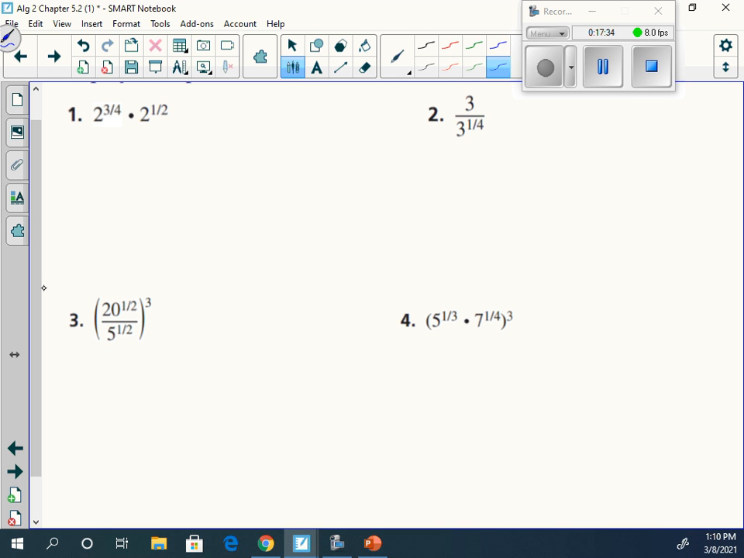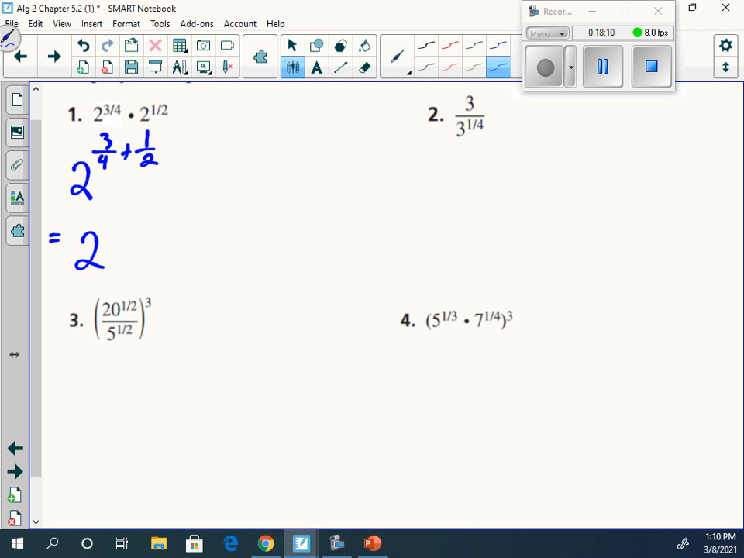So we'll look at some more of these here. 2 to the 3/4 times 2 to the 1/2. Because the bases are the same, we can add the exponents. Now we just need to do 3/4 plus 1/2 to get our answer here.